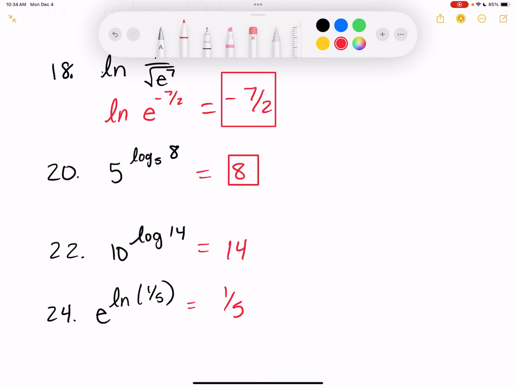All right. I don't know if this was in your notes or not, but we cannot have a 0 or a negative inside of a log. If it is, it's undefined. So these next problems, for the most part, require a calculator.